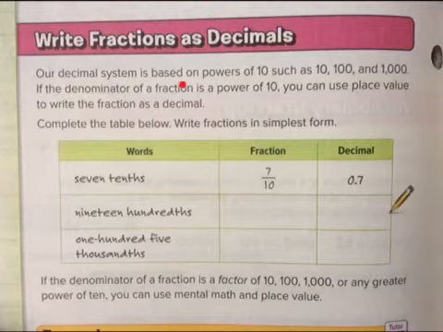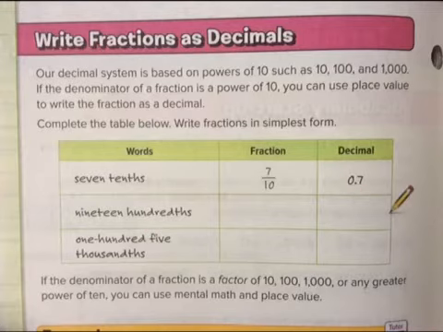Our decimal system is based on powers of 10, such as tenths, hundredths, thousandths. If the denominator of a fraction is a power of 10, you can use place value to write the fraction as a decimal. For example, 7/10. 7 over 10, 7 in the tenths place. This is how you actually say the number, 7/10, right?